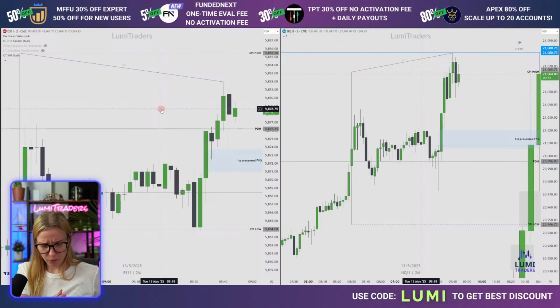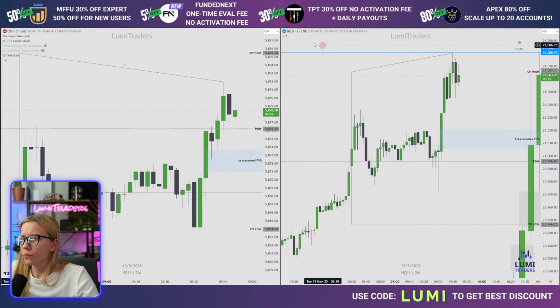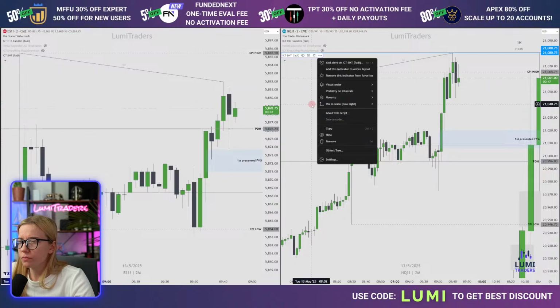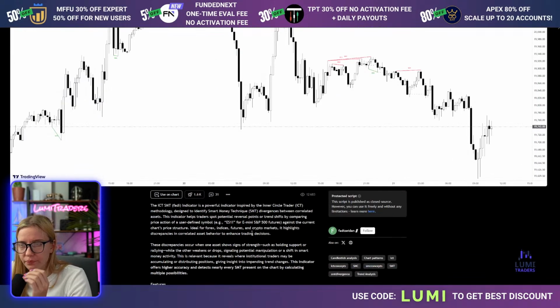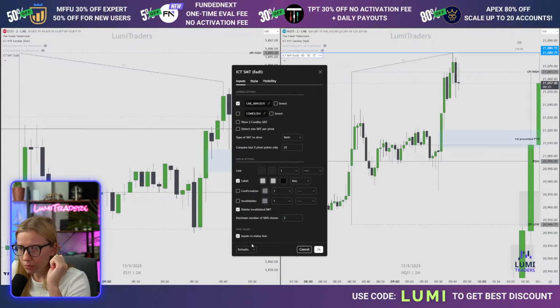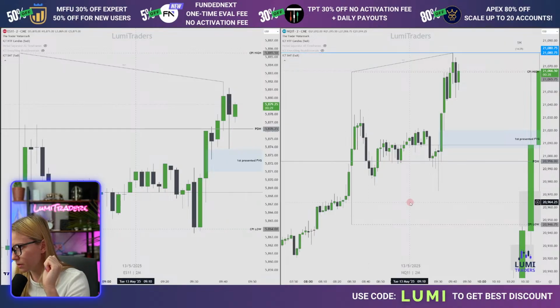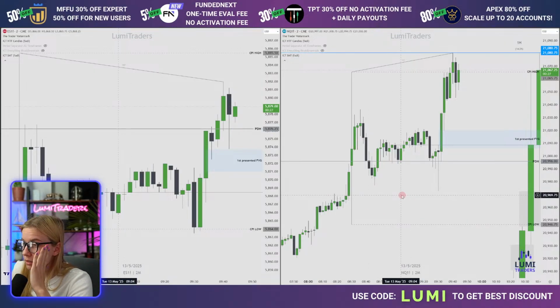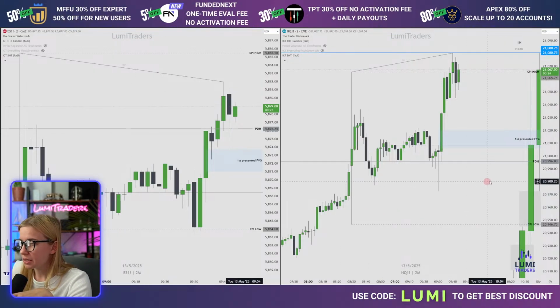For SMT, absolutely. Give me 1 second. It's a free indicator, by the way. I just changed settings to this SMT, delete invalidated SMT, and maximum number of SMT 2. Yeah, I mean, don't mind to see CPI high on ES as well. What do you think about this?